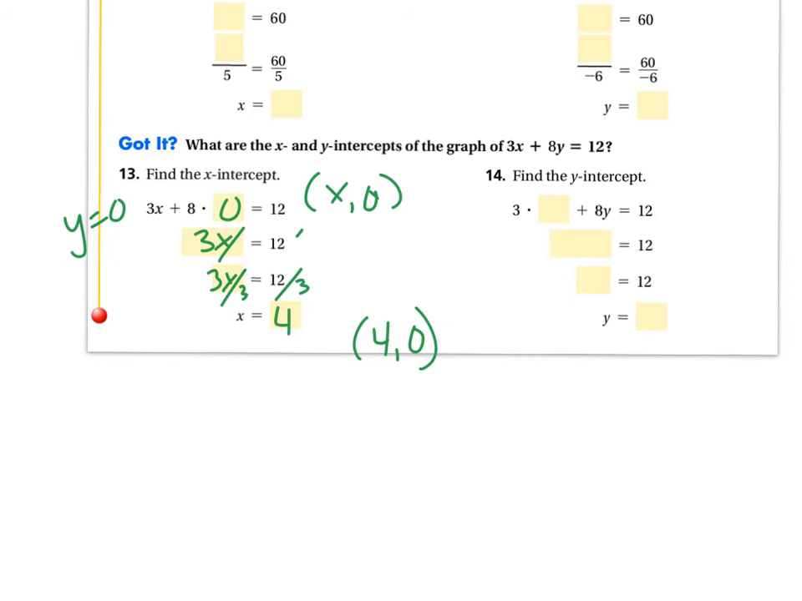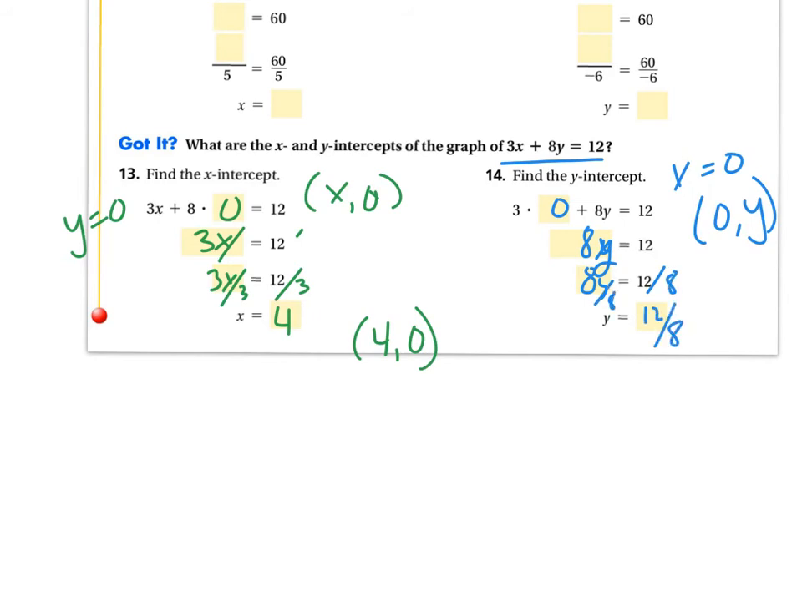For the second part of the equation, same problem, I need my x to equal 0, so I can find the point 0, y. Put 0 in for x, so I have 8y equals 12. Divide both sides by 8, so I get y equals 12/8, which can be reduced to 3/2 or 1.5. So I have the point 0, 1.5.